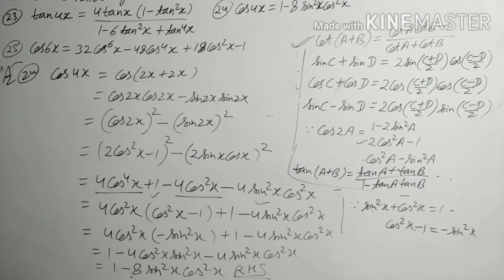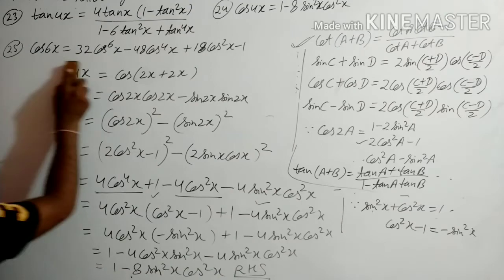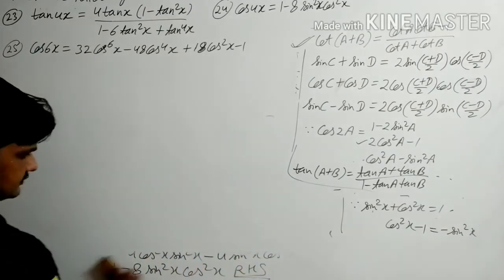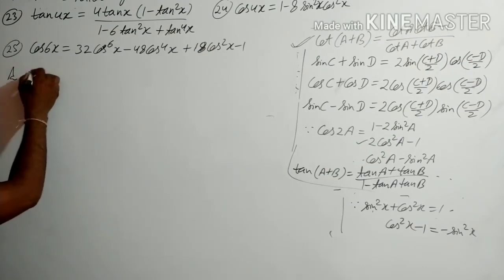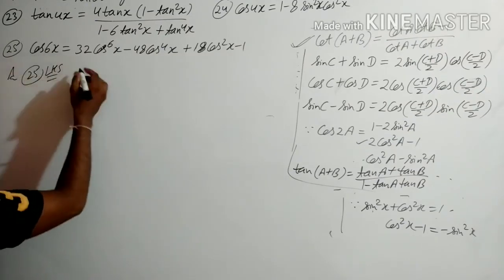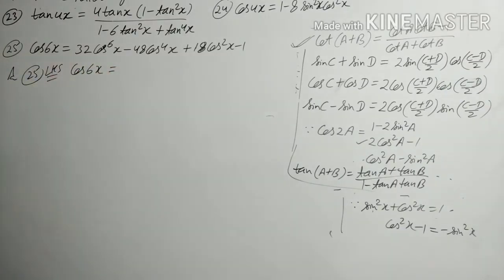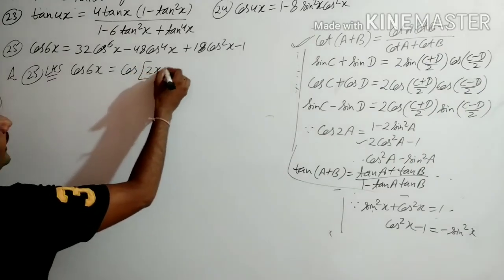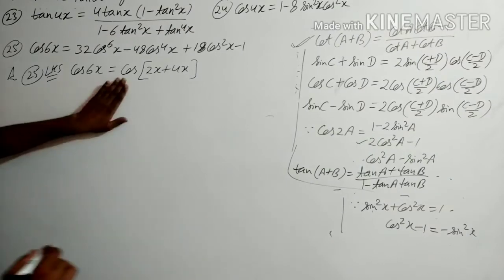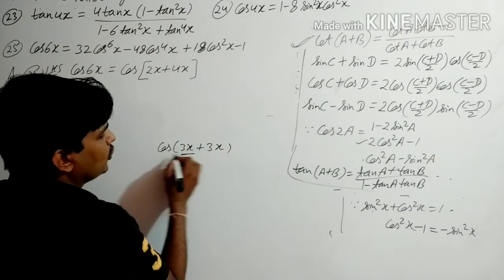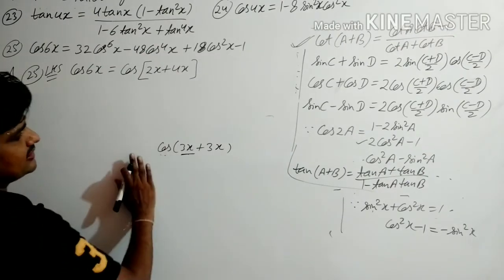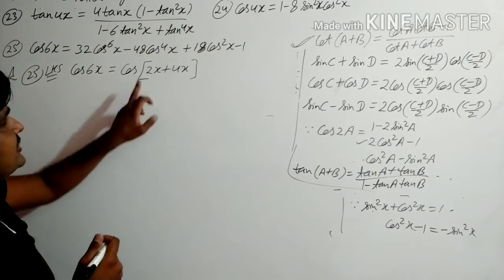Now come for the next one, that is question number 25. Question number 25 is LHS, that is cos 6x. So cos 6x can be written as cos 2x plus 4x. Okay, because we know the value of cos 2x, we can break it into cos 3x plus 3x, but we don't know the identity of cos 3x. इसलिए हमने इसमें 3x में break नहीं किया है, बट हमें जो cos 2x की आइडेंटिटी पता है.